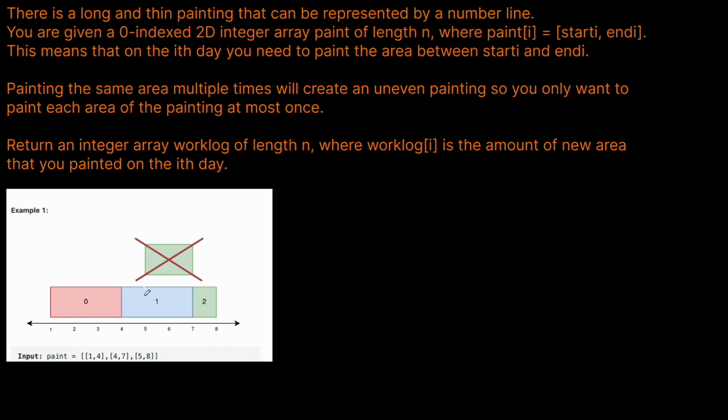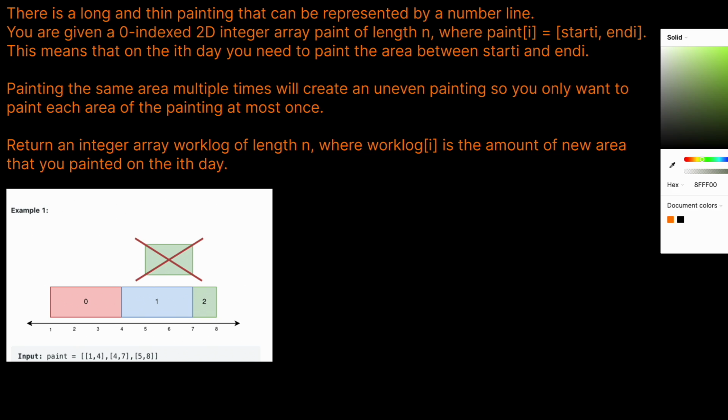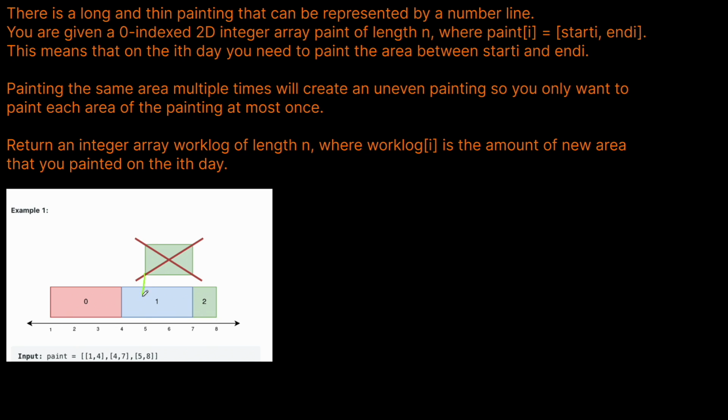But notice that from 5, you can't see that. Let me just select a different color here. Okay, so from 5 to 8 is this area here, but this area that we see here has already been painted by the previous day, so we don't want to repaint it, right? It tells us that we want to paint each area at most once, so we can't repaint that, so we can only go from 7 to 8, which means on that day we only painted one area, right?